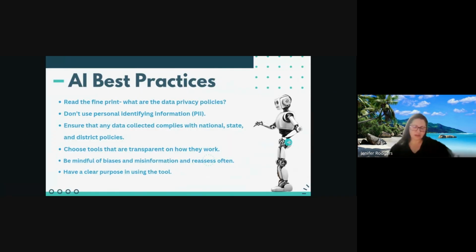Okay, so having talked about all that legalese, I know I'm talking so much. This is a lot of information that is very important to discuss in this particular module. So it's a lot more talking than normal, but it's very important. So what are some best practices? Read the fine print. We talked about the data privacy policies. Get some help with that. Don't use personally identifying information. Anything that you put into AI, make sure it does not have names, addresses, numbers, anything that can identify a student.